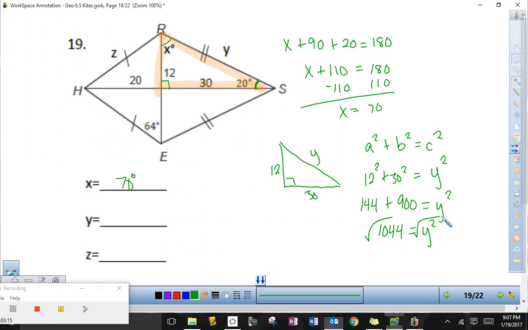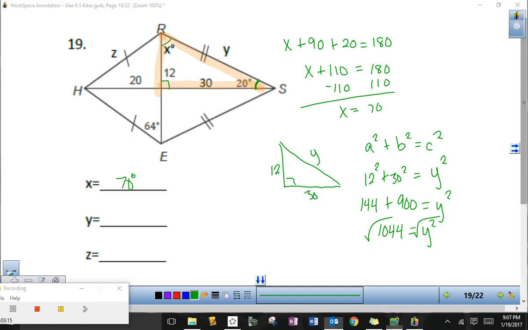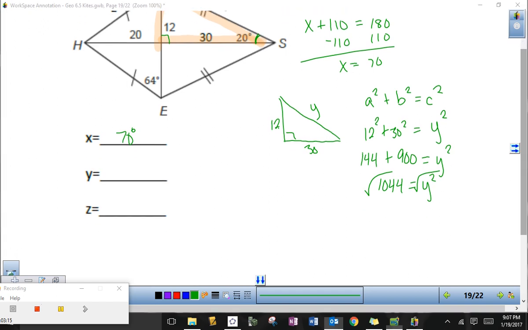We're looking for the biggest perfect square that goes into 1,044. So pause the video and search through your perfect squares. It will not be larger than that 225 that you know. The biggest one was 36, and it went in 29 times. Then, of course, the square root of 36 is 6, and then that's multiplied by the square root of 29 because we can't break that down.